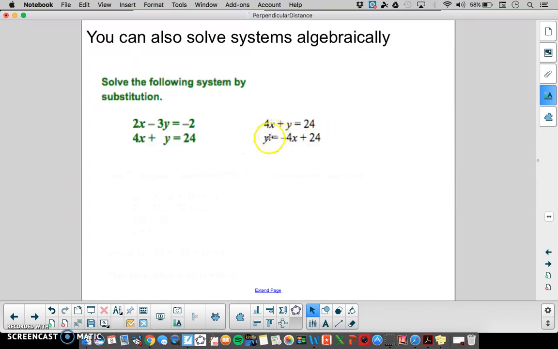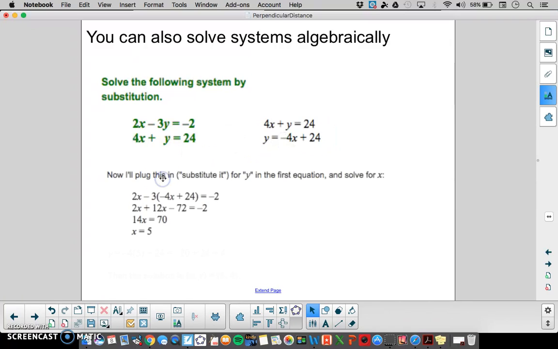It's equal to the expression negative 4x plus 24. We can use what y is equal to and substitute that in for y in the first equation. So we have 2x minus 3y. Now we're going to have 2x minus 3 times what that expression for y is, so negative 4x plus 24, equal to negative 2. Notice now the only variable that we have in our equation is x. So now we can distribute that negative 3 and get positive 12x minus 72.